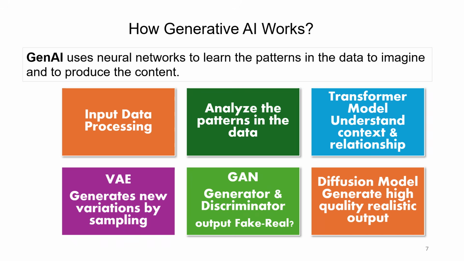We want the content generated by Gen AI to look realistic. We want Gen AI to imagine like humans and generate the content. So, how do we achieve this? Gen AI uses GANs, generative adversarial networks. These networks help in generating the most realistic content. They are used to improve the generated content.